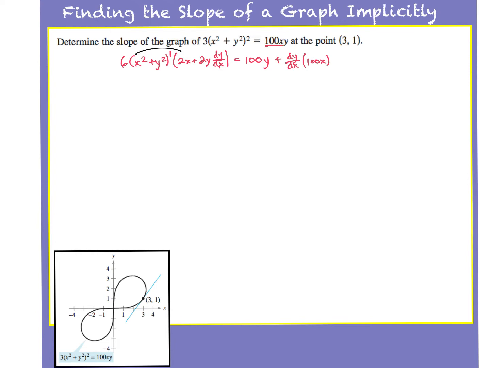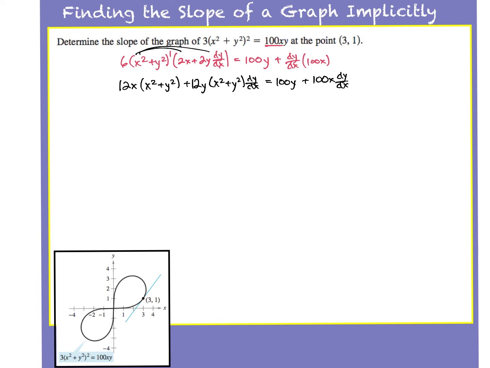All right, so let's distribute that. So now I have 6 times 2x, which we call 12x, times the quantity x squared plus y squared still. And then I have 6 times 2y, which we're going to call 12y, and then I still have x squared plus y squared dy/dx. And then on my right side, I can't really do too much, so I have 100y plus 100x dy/dx. All right, pretty good.